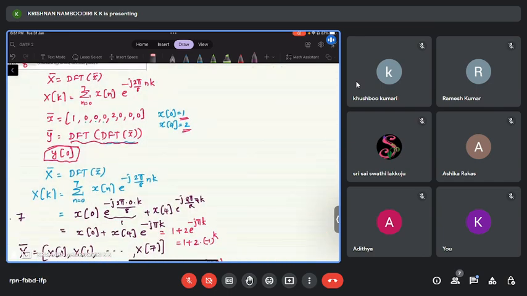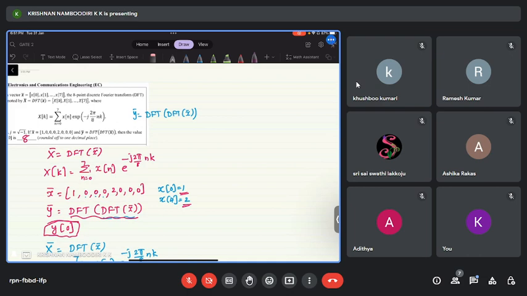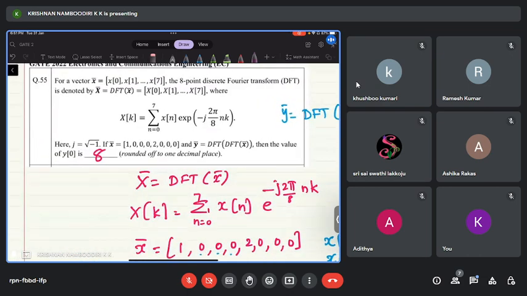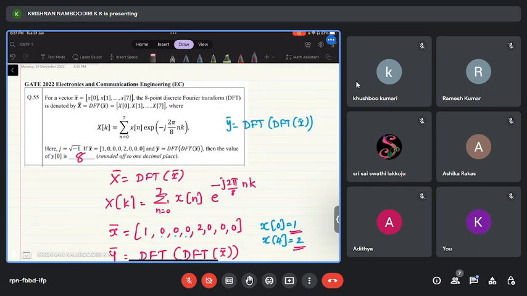I think that was the answer when we did last time as well. Yeah, correct. It was 8. Now also it's 8. Is it clear? Any questions regarding this question? I hope it is clear.